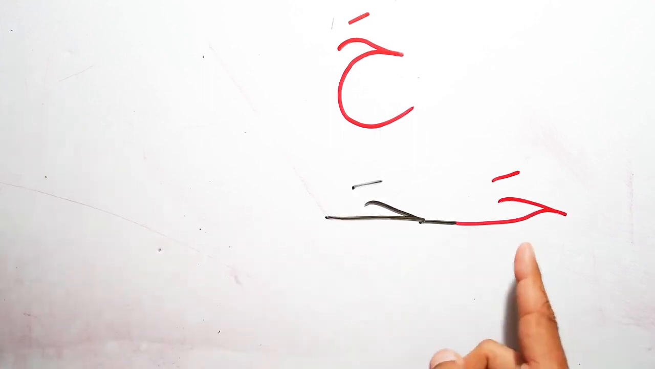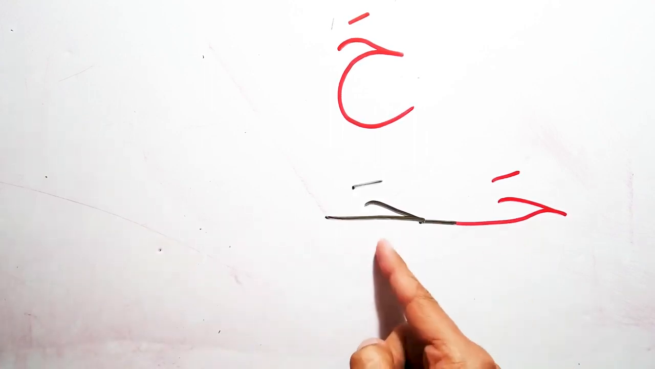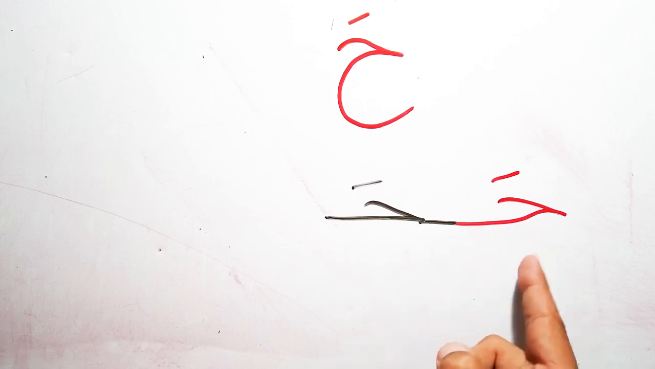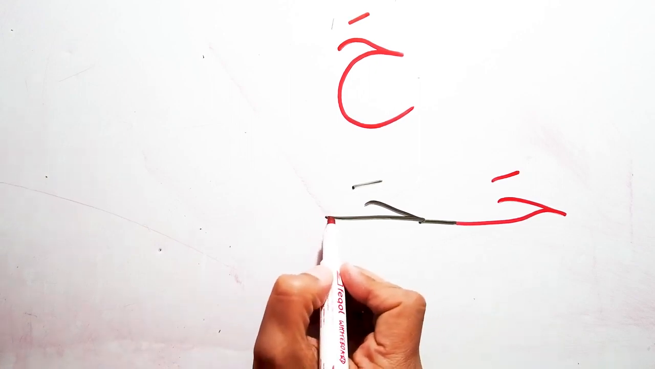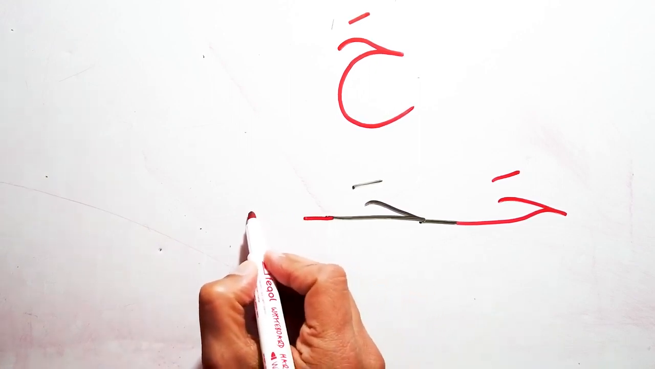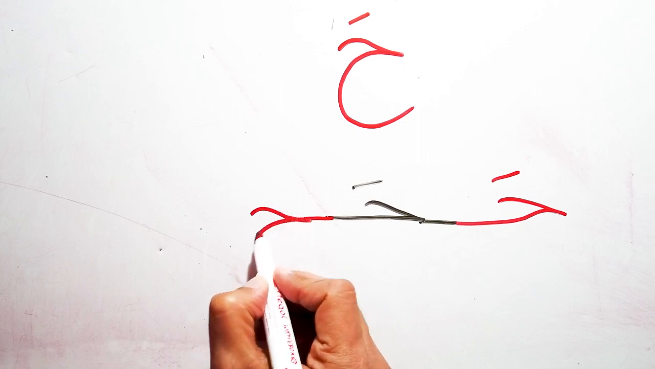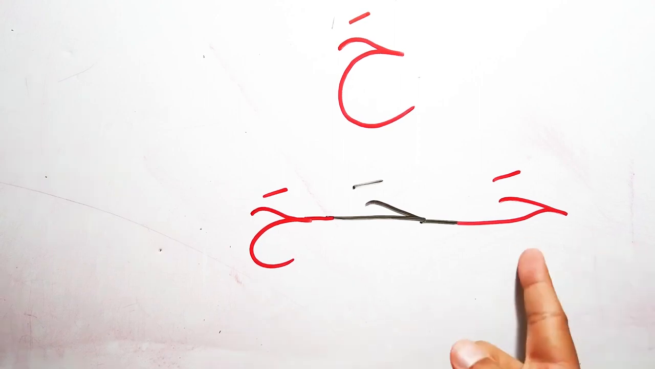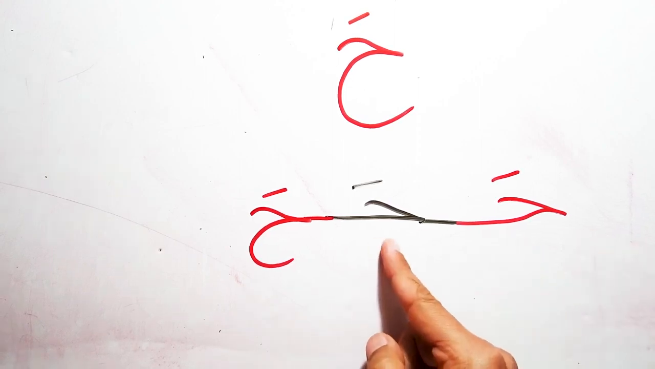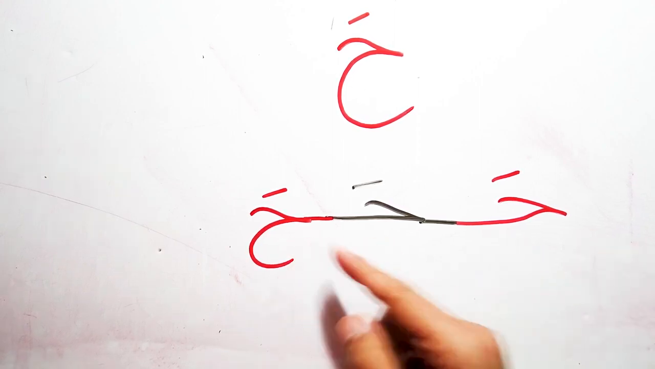Let's read together. Ha ha. Let's see ha in the end of the word. Ha in the end of the word. Ha in the beginning of the word. Ha in the middle of the word. Ha in the end of the word.